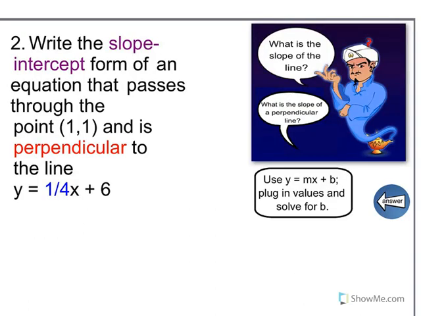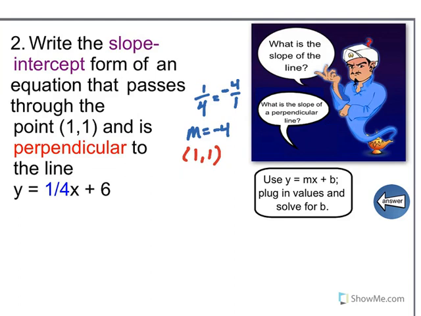In addition to being able to determine perpendicular and parallel lines, we want to be able to write equations when we're given those. So if we're looking at this first one, we know that we have a line that passes through the point 1, 1. So that's information that's going to be valuable to us, and it is perpendicular to the line y equals 1/4 x plus 6. What this tells me is that my line will have a slope that is the opposite reciprocal of 1/4. This would change to 4 over 1 if I take the reciprocal, and the opposite of a positive is a negative, so my slope for this line would be negative 4 over 1, or just negative 4.